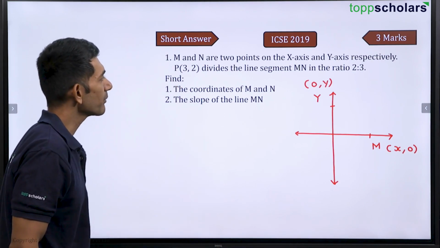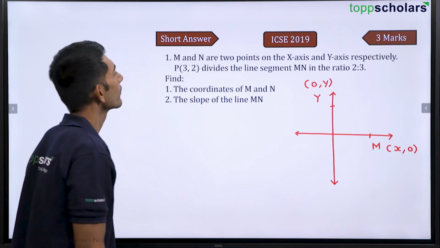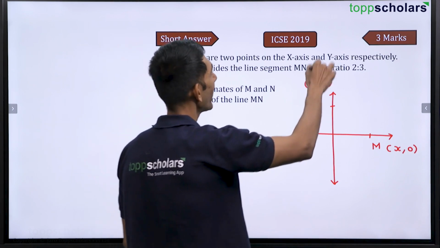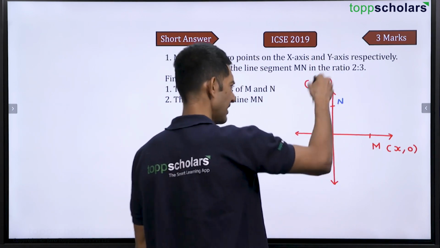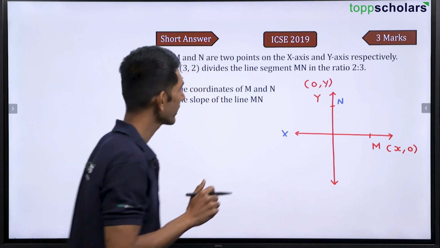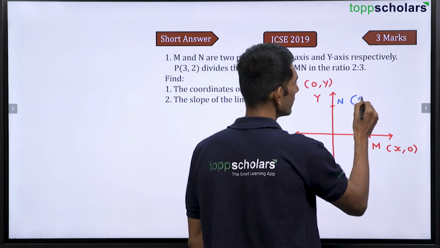And point P divides the line segment MN in the ratio 2:3. Okay, this is the y-axis and this point is point N, right? Obviously this is M, this is N. This is the y-axis, this is the x-axis. And the coordinates are 0 comma y.